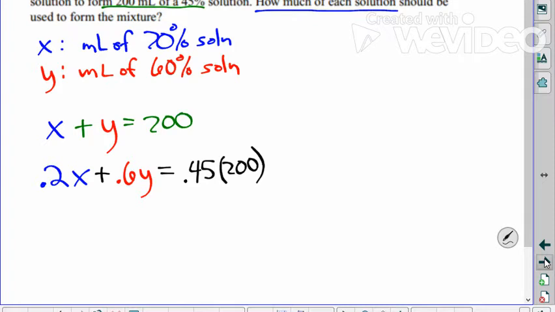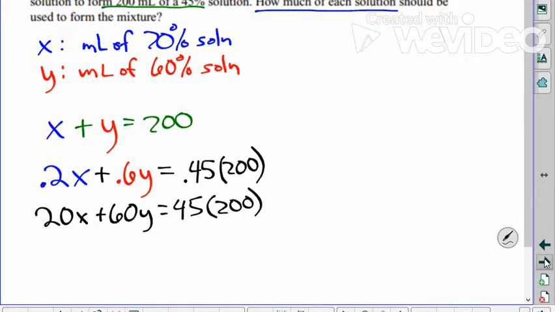So these are our two equations. We could solve this in a couple of different ways. If you don't like the decimals that are in here, we could definitely multiply everything in this bottom equation by 100 and get that 20x plus 60y is equal to 45 times 200. And then I could take my top equation and multiply everything by negative 20. I could get a negative 20x minus 20y is equal to negative 20 times 200, which is negative 4,000.